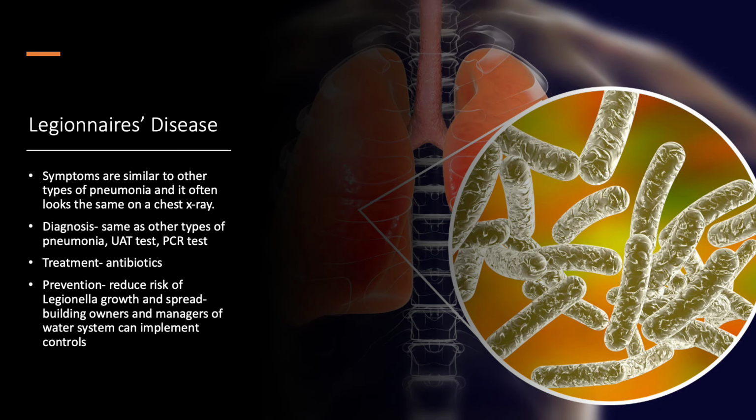I also saw that they do a PCR test, which is a polymerase chain reaction test, in which the DNA can be amplified and identified more easily. The advantage of doing this is that it can detect all species and serogroups from the Legionella family. So you're going to find it.